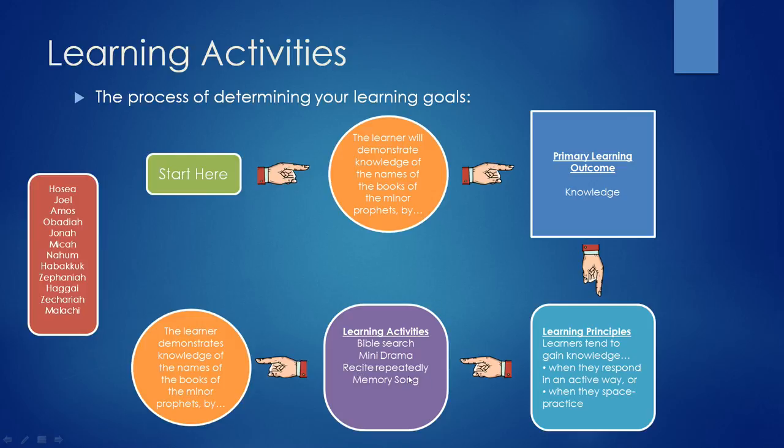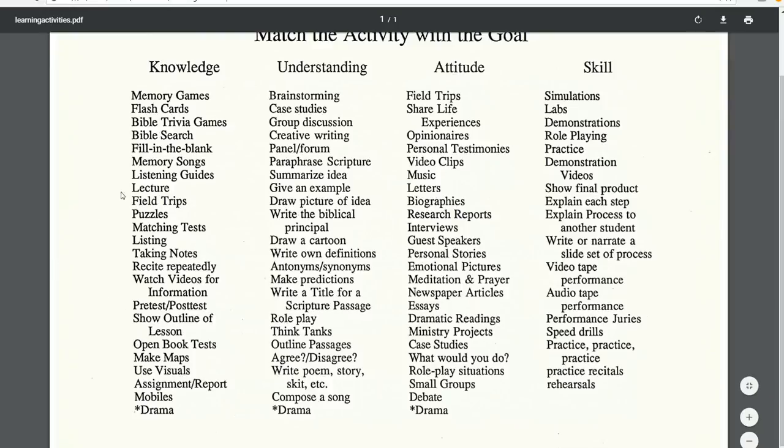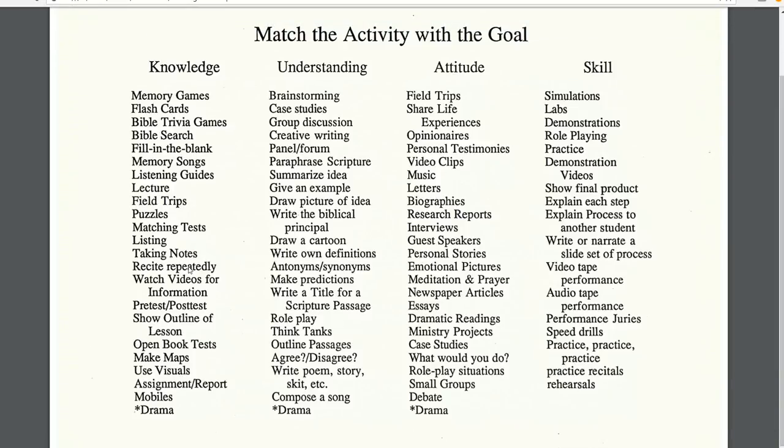When they recite repeatedly, that's active, and that's also one of the learning activities that was on the learning activity list: reciting repeatedly. In fact, if we go back to that real quick, I'll show you where I'm getting that. Again, it's right here: if they recite repeatedly. So reciting repeatedly is one of those learning activities, along with the other one I had on there, a memory song. A memory song and reciting repeatedly are ways that you can do this spaced practice.